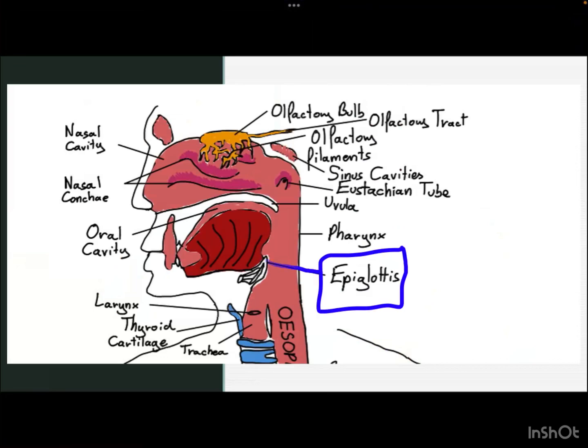Now we got the epiglottis, and the epiglottis is acting like a trapdoor. It's located at the bottom of the tongue, and you can see it on the diagram here. It prevents aspiration, which is referring to the inhalation of things like food, liquids, and other foreign materials into your trachea. And it does this by closing during the act of swallowing. It helps direct food and liquids to the esophagus and into the stomach, rather than the air tube.